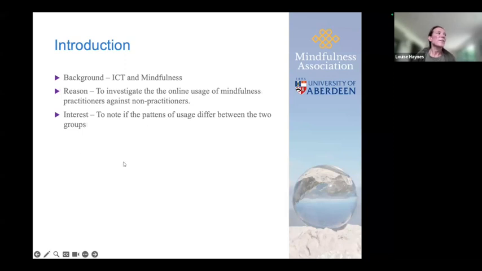I think I've covered that slide already. So my background, the reason, and the real aim of the research was to notice the patterns between the two.